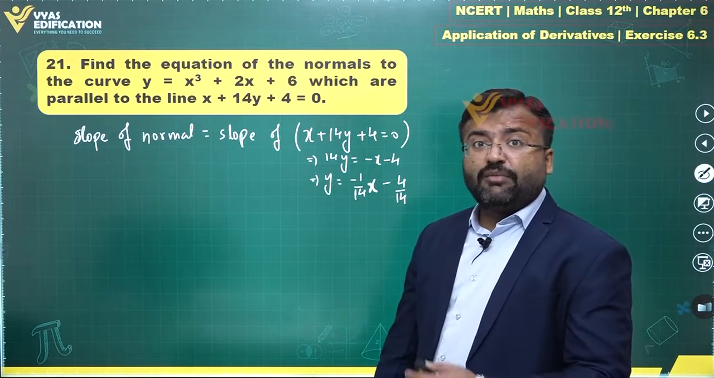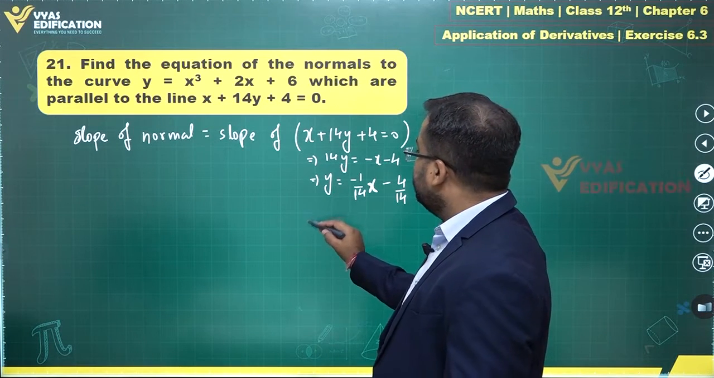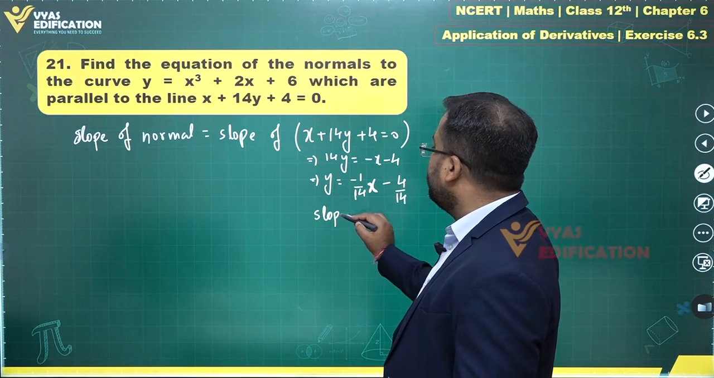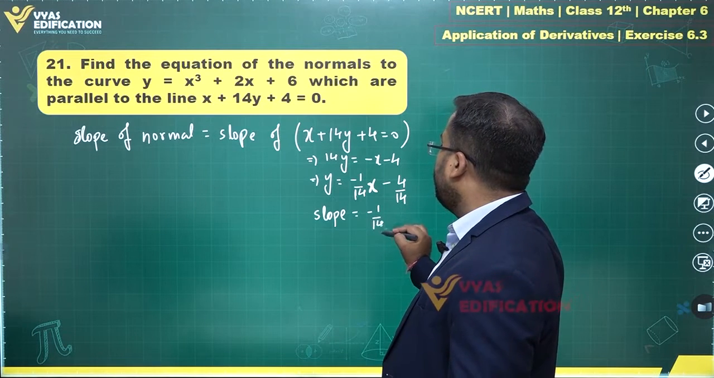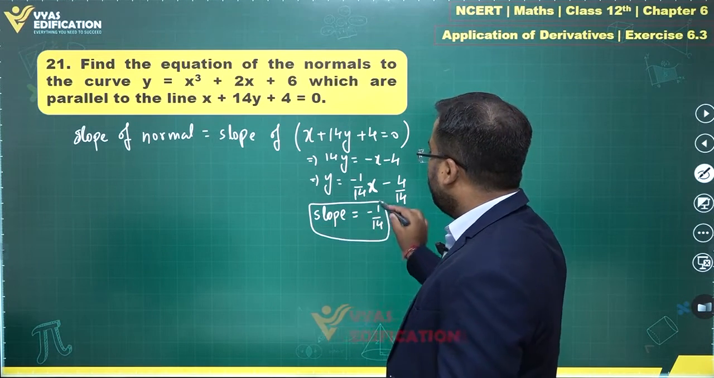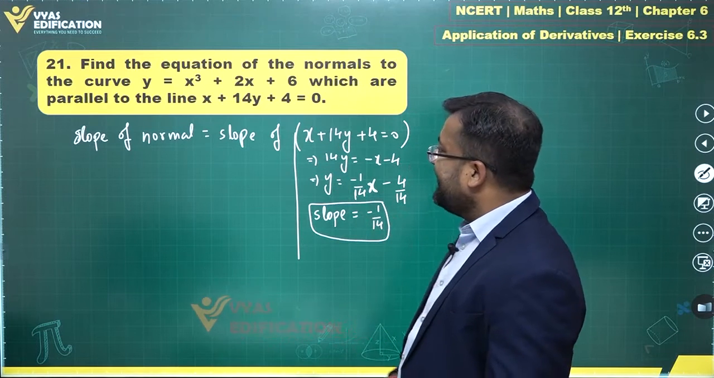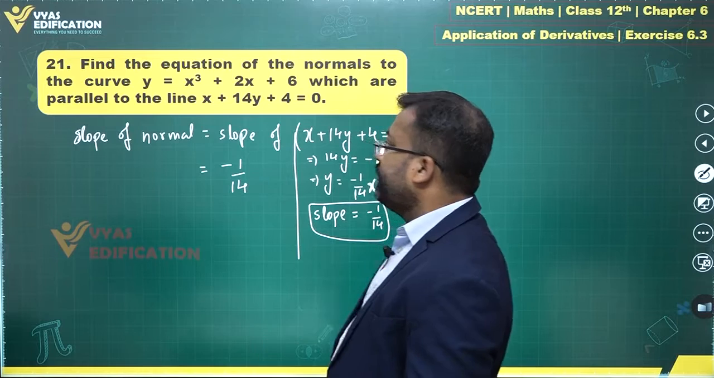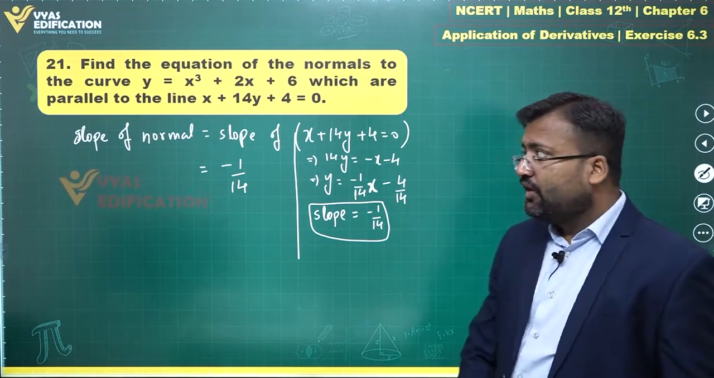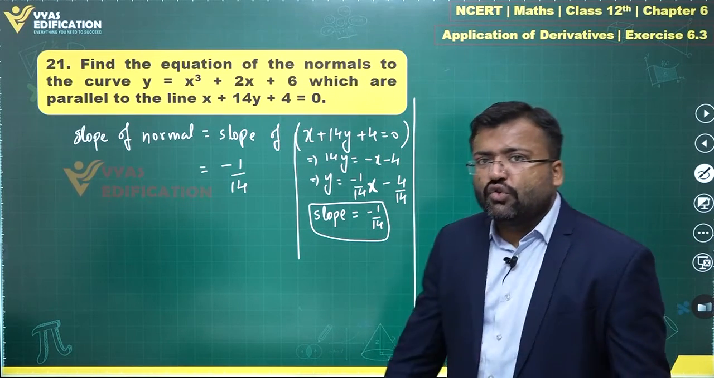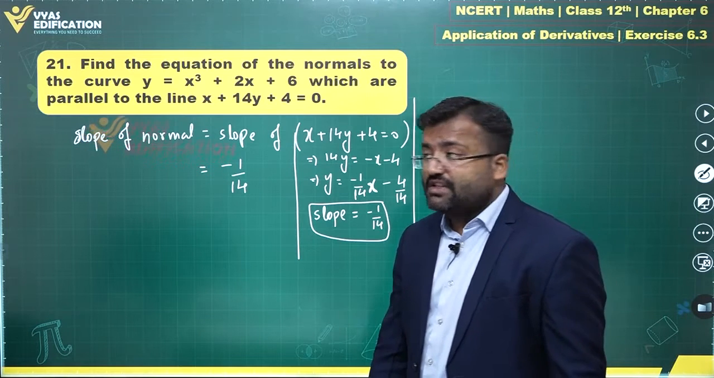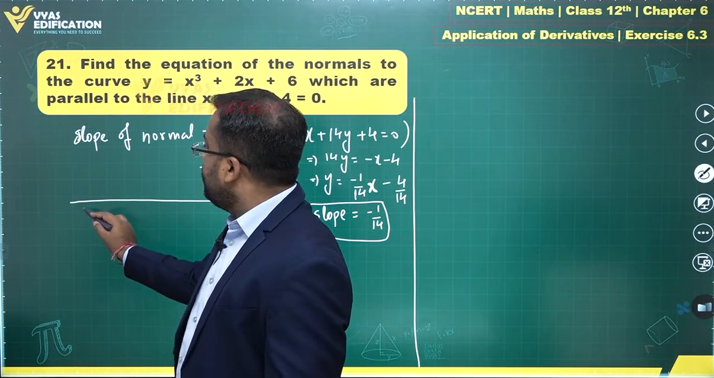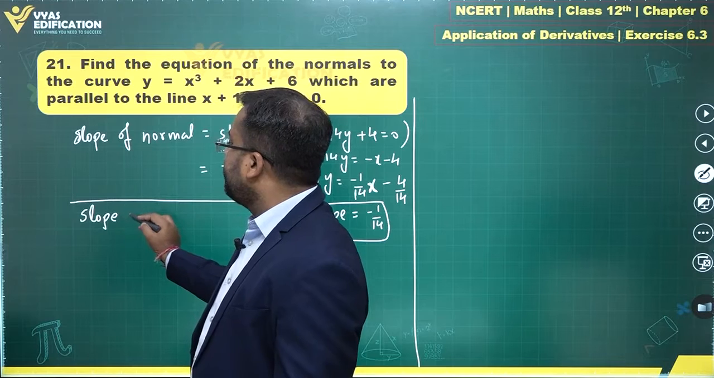You could have directly done minus a by b, or this. This is telling me that the slope is equal to minus 1 by 14 for this one. Okay, and on the basis of this idea, slope of normal is actually minus 1 by 14. This is what I am aware of now. Okay, slope of normal, once it is known, can I find the points with the help of this? Yes. First, with the help of slope of normal, find the slope of tangent.